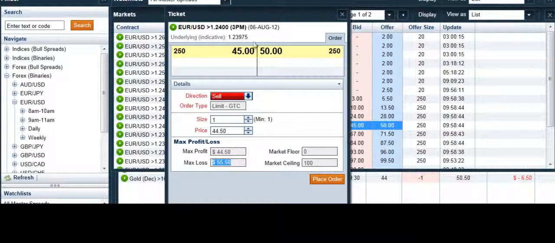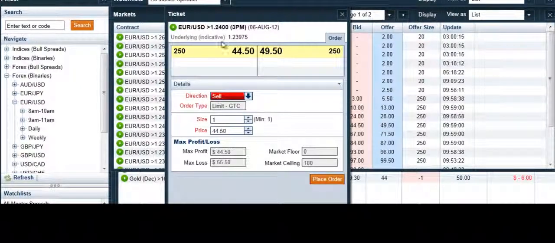So as you can see, the market is continuing to move. If we place this trade right now, the market is currently at 123.98. Again, we're selling this, so the actual contract says Euro US dollar is greater than 124, which means if we're selling it, we don't think it's going to be greater than 124, and they're going to give us a price of $44.50. So they're going to give us about 80% return if we're right.